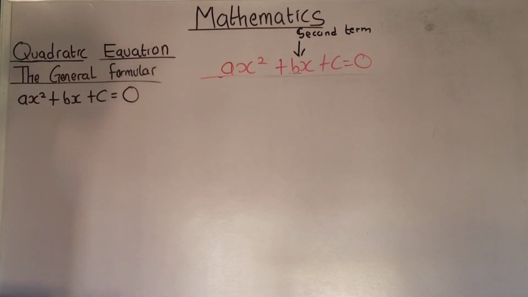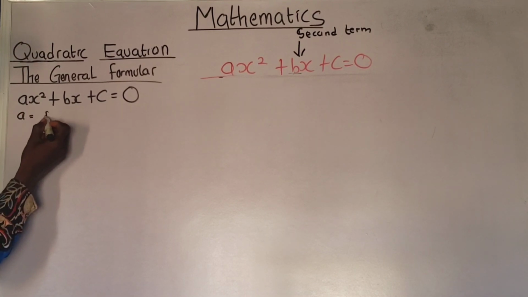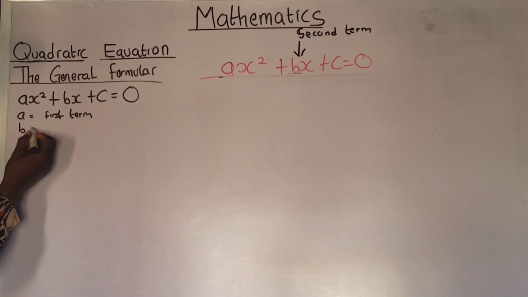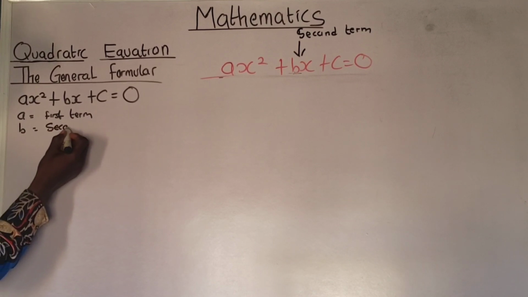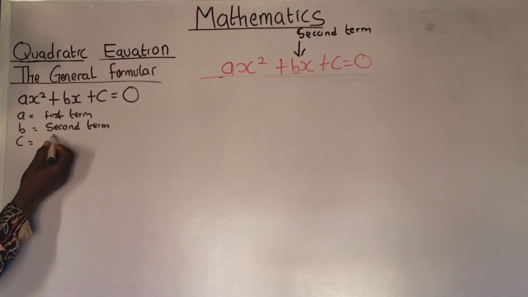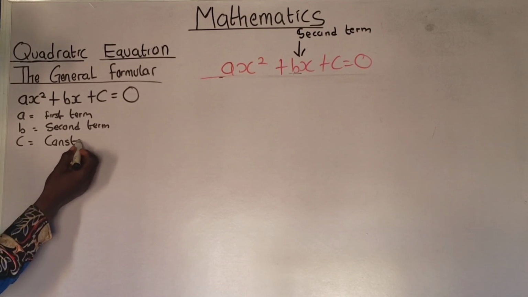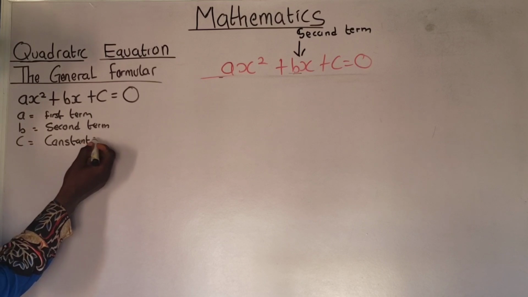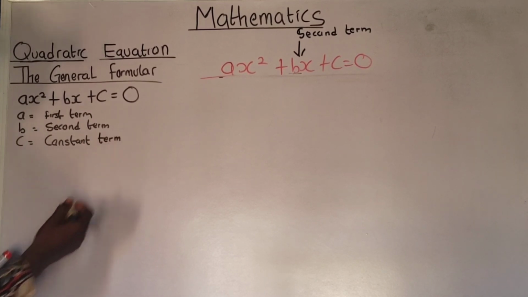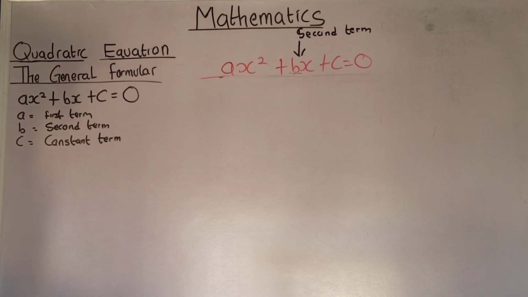Please pay attention. In this quadratic equation, a is the first term, okay? b is the second term, are you paying attention? And c is the constant term. That term that doesn't have any unknown attached to it, that is the constant term. And in some textbooks, you will find it as the third term, you understand?